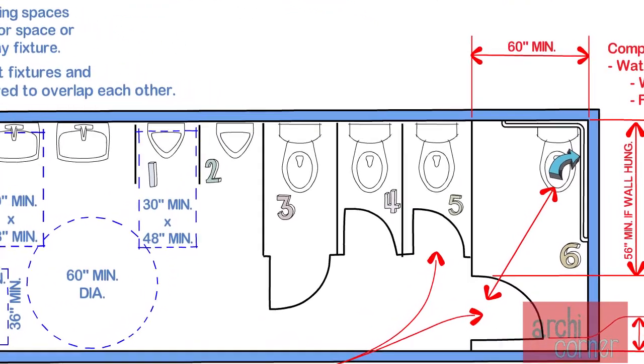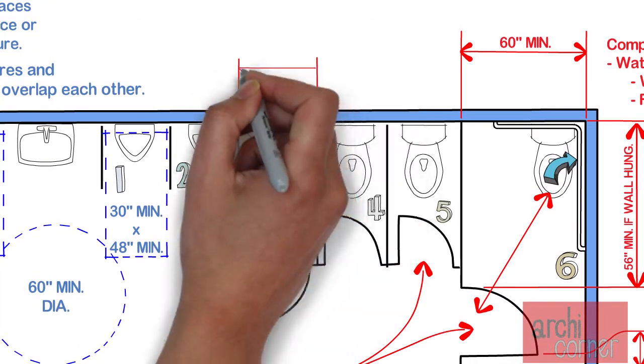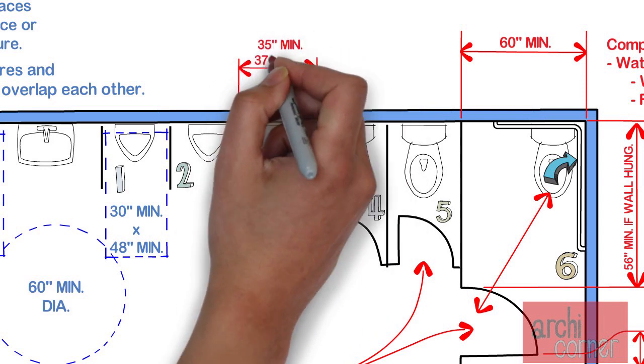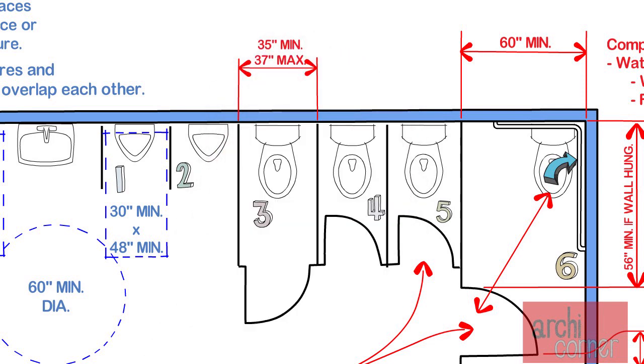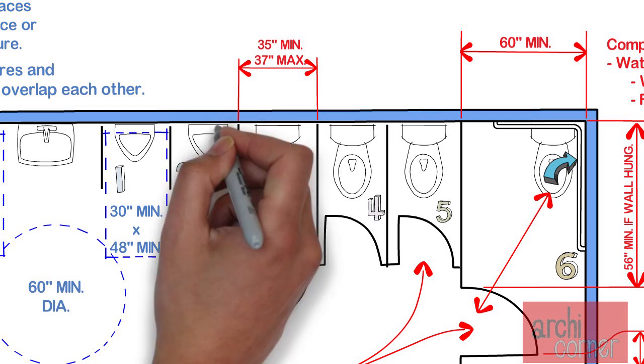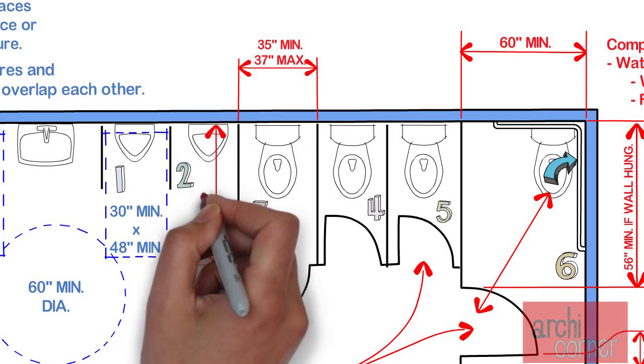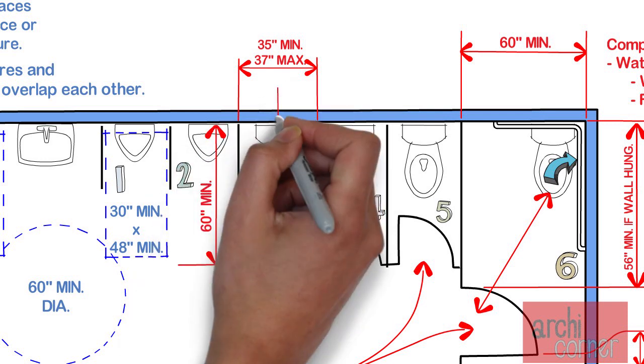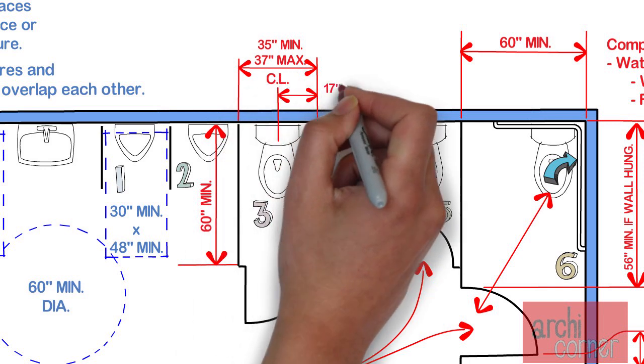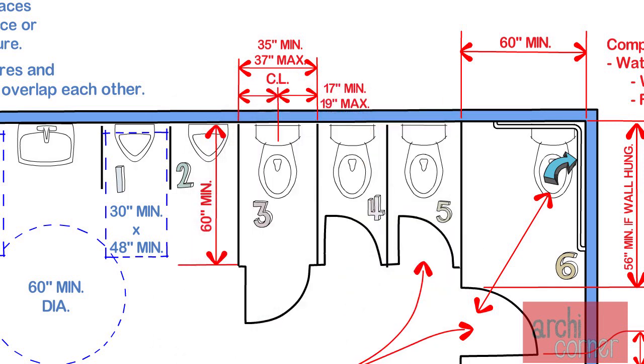To provide one, an ambulatory stall is required to be between 35 inches wide minimum and 37 inches wide maximum. It's also required to have 60 inches minimum in length. The water closet must be between 17 inches and 19 inches from the side or wall partition, as shown here. This measurement is to both partitions.